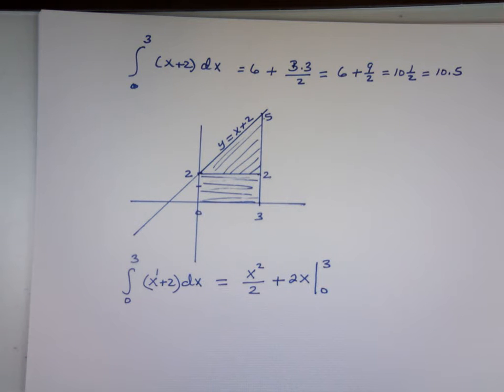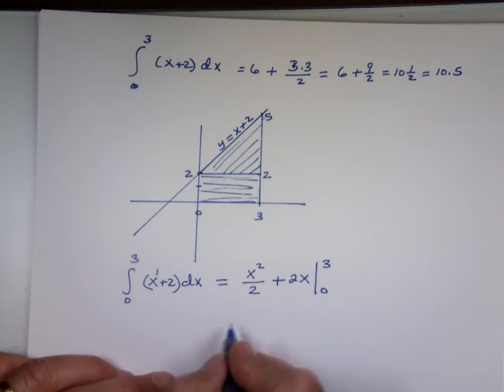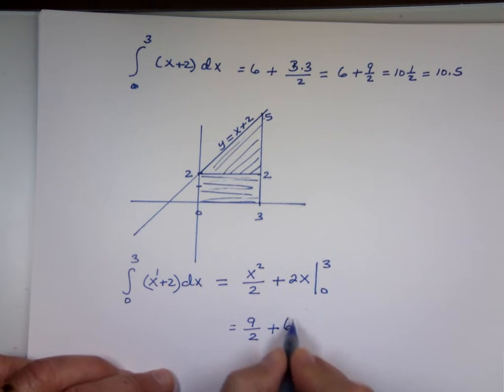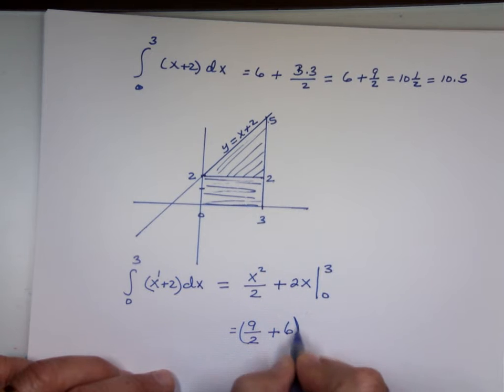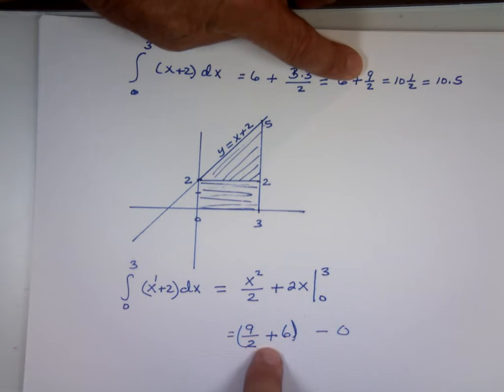When x is 3, what's 3 squared? 9 divided by 2. When x is 3, what's 2 times 3? 6 minus the 0. Oh, what do you know? Look at this, 6 plus 9 over 2. That's 10.5.